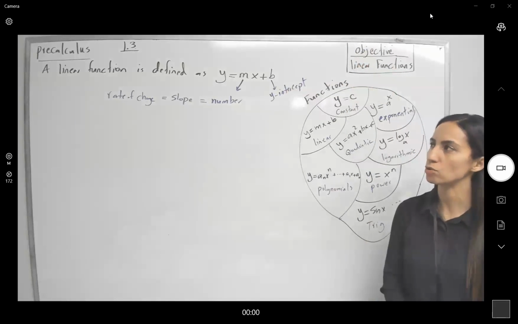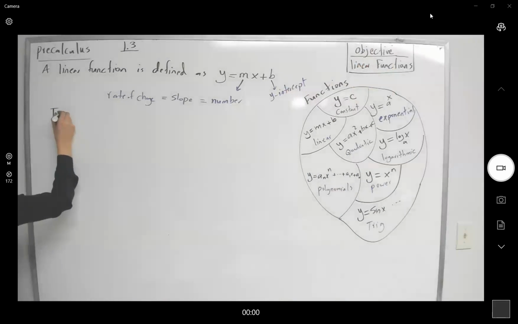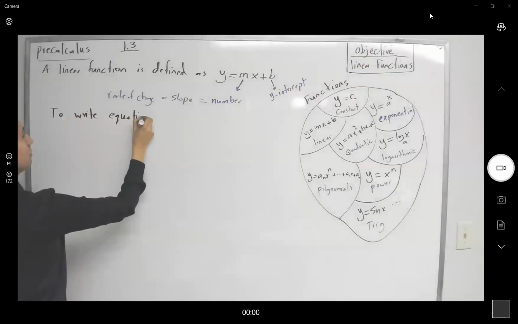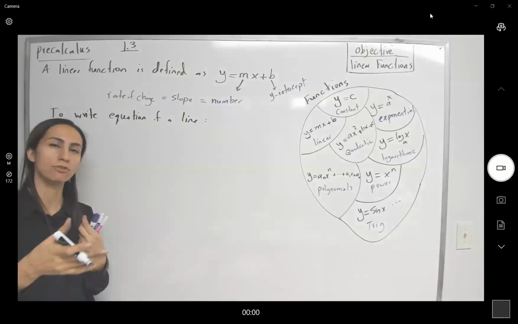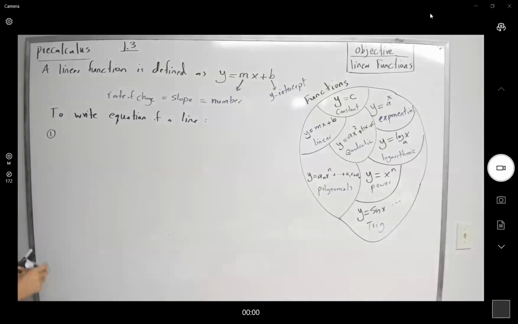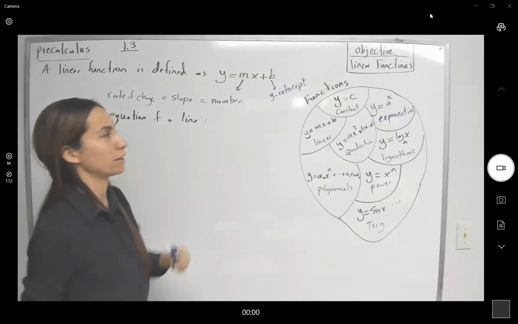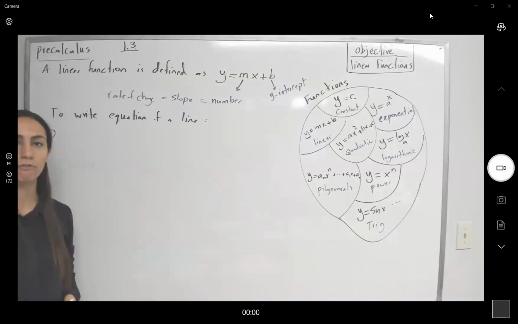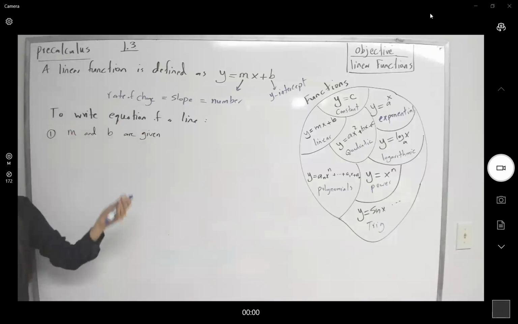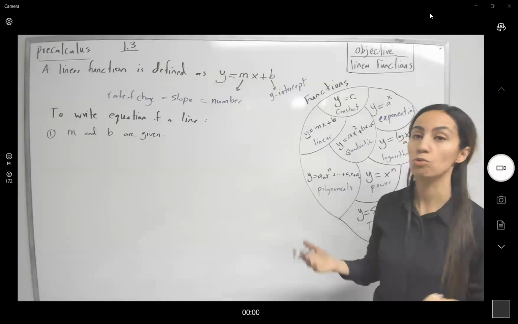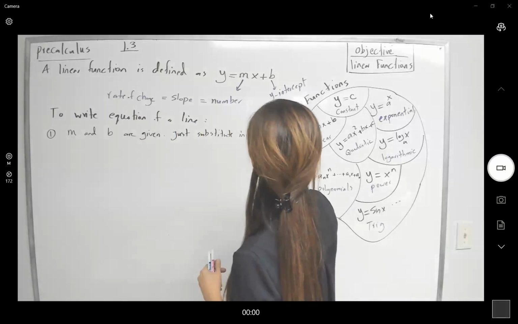I expect you to ask, how can I write the equation of a line? To write the equation of a line, we have the following scenarios. In each scenario, we have to apply a technique. In the first scenario, you are given two numbers, the slope and the y-intercept. Super easy, nothing to worry about. You substitute everything and then you're done. m and b are given, so what you just need to do is substitute them into y equals mx plus b.